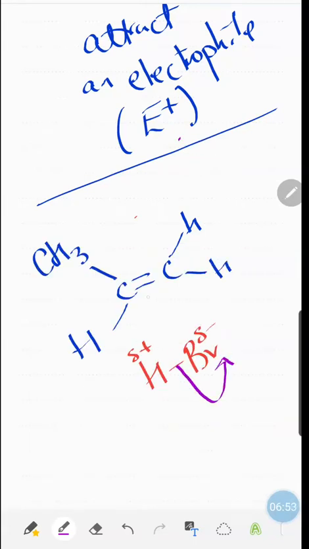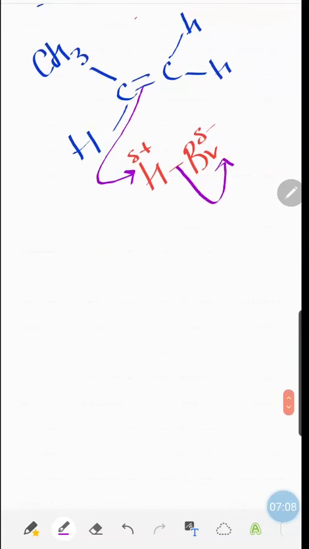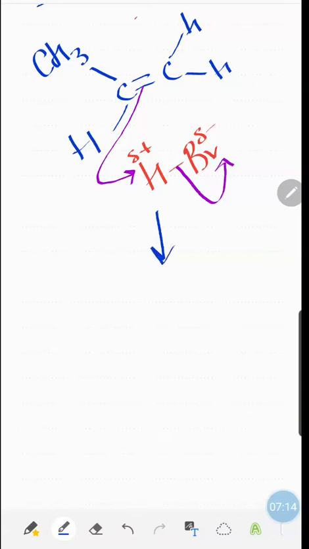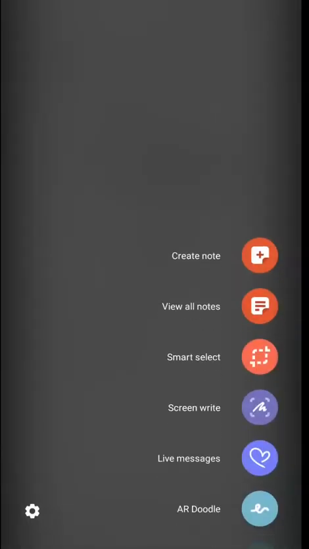Leaving the hydrogen electron deficient. Please note an arrow will come from the double bond in carbon towards the hydrogen. Make sure this is a curly arrow, because a curly arrow shows a movement of a pair of electrons. That forms the following now.